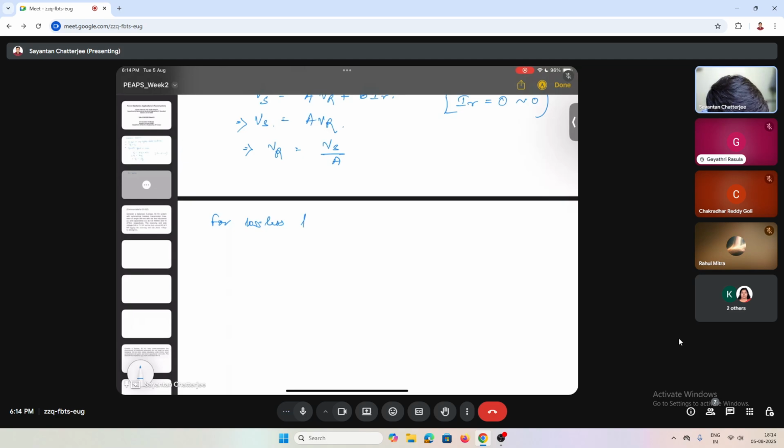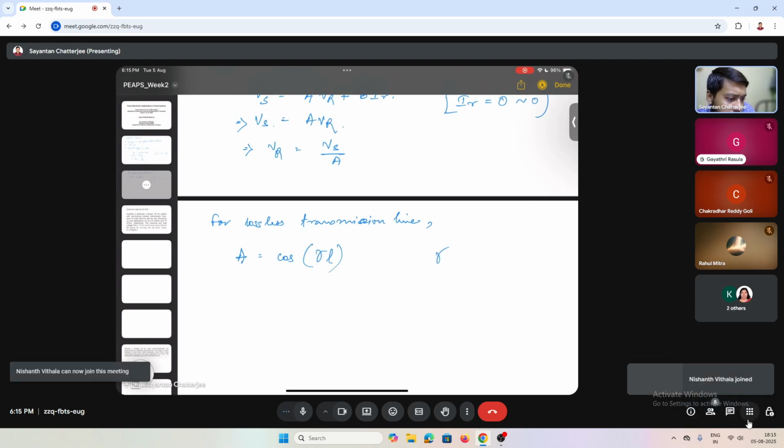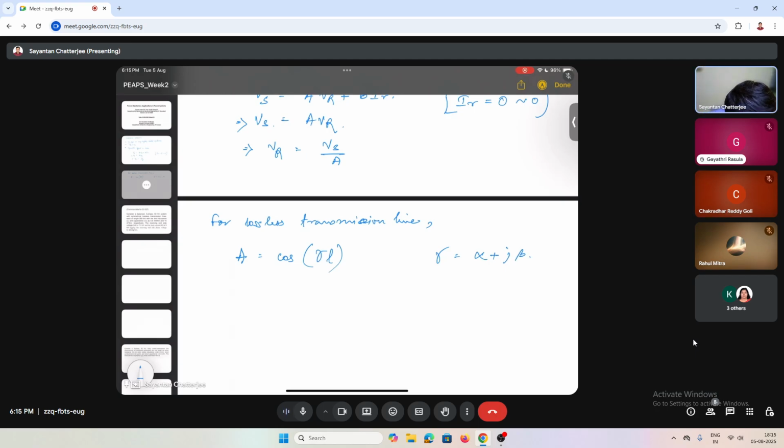So for a lossless transmission line, we know that A is cos gamma L. So what is gamma again? Gamma is the square root of (R plus j omega L) times (G plus j omega C), which is alpha plus j beta, right? But when it is lossless, the effect of alpha is 0, so gamma becomes j beta, for the lossless condition, I'm saying.